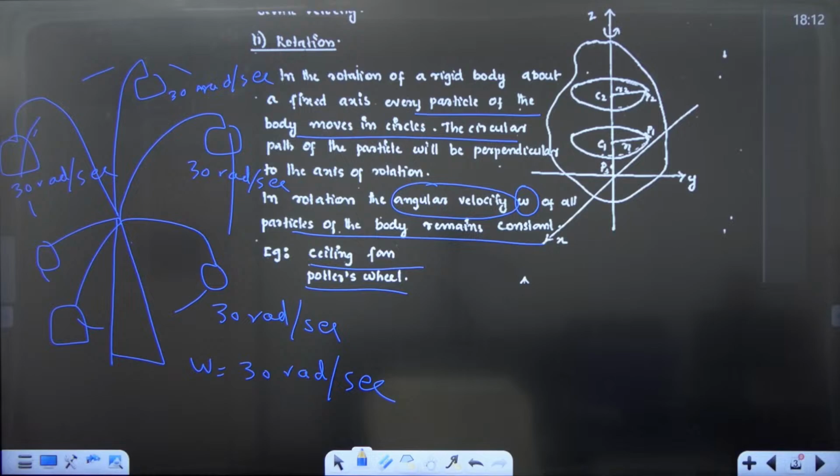Angular velocity is the same. Circular path will be what? Perpendicular to the axis of rotation. Those are the 2 points which are needed.